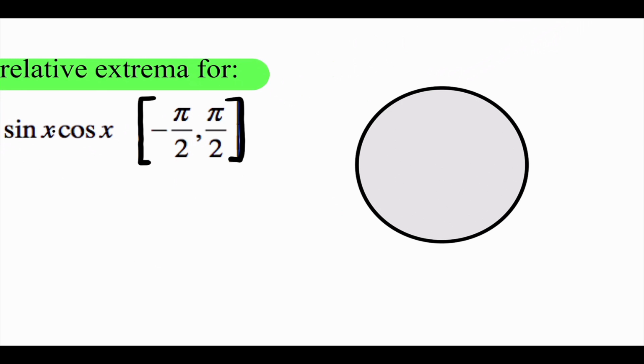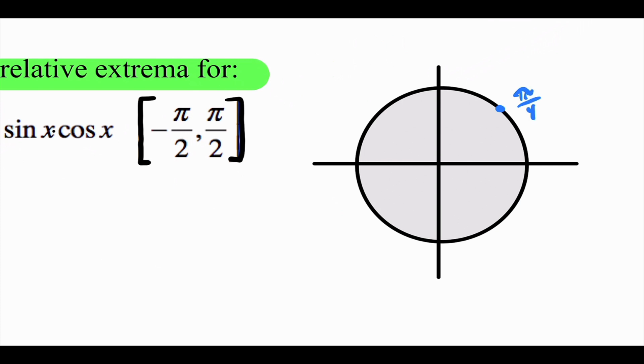Again, something that has nothing to do with calculus, but it's important because we need it to solve the question. Okay, so here is the unit circle, right? So you guys told me pi over 4 and 5 pi over 4. I think that's where 5 pi over 4 is. Let's see.